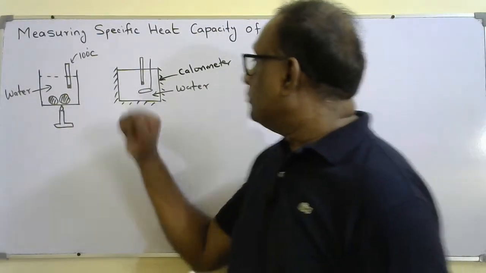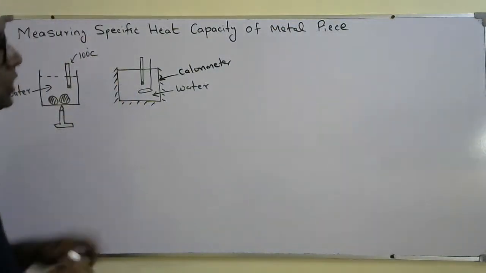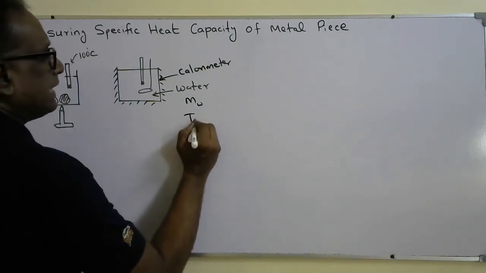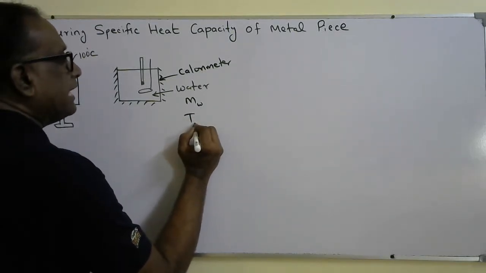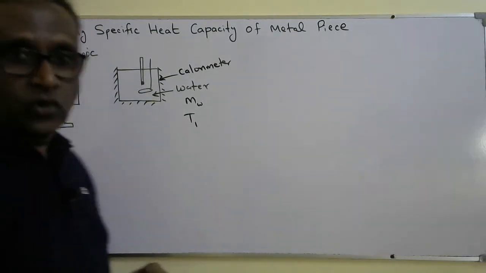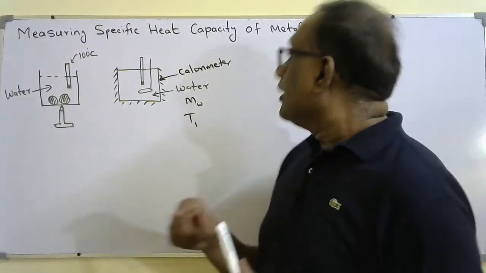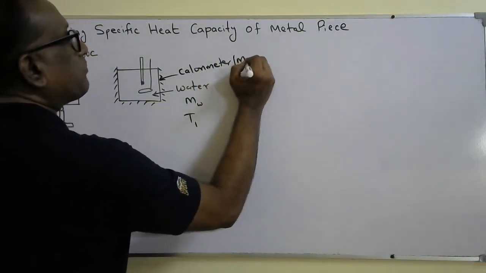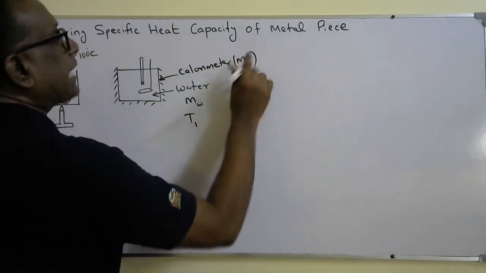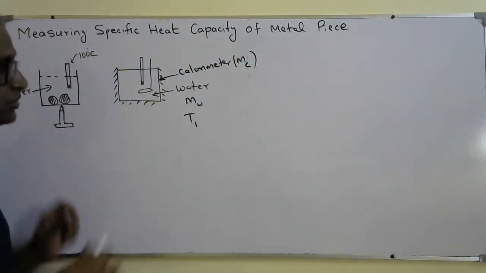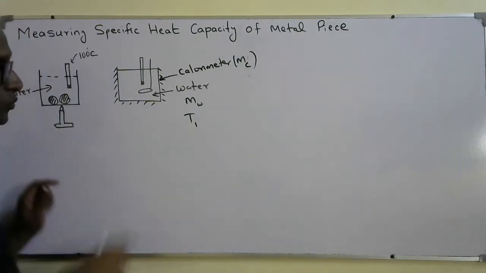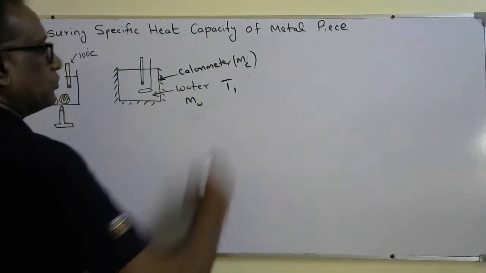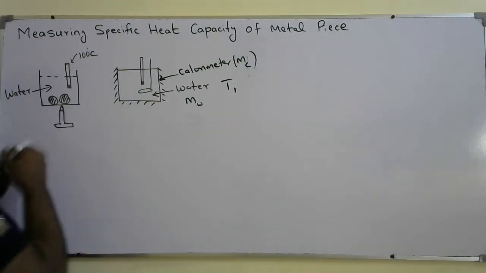There must be a known mass of water, the mass of the water m_w, at initial temperature. Mostly it is at room temperature. Let it be T1. So T1 is the initial temperature of the water. You must know the mass of the water, and you must know the mass of the calorimeter container, let it be m_c. The water is at room temperature, and the calorimeter container is also at room temperature, so they will be in thermal equilibrium. Both the calorimeter and the water are at temperature T1. It should have proper thermal insulation.